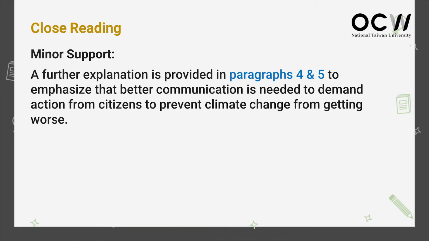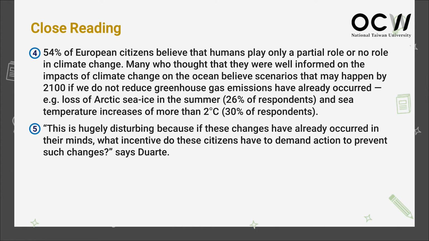Furthermore, in paragraphs 4 and 5, it further illustrated what kind of misconceptions the public have, and how these misconceptions demonstrate the faults within their line of communication. For example, the text demonstrated studies on how some of the perceived disasters that have not happened are believed to have already happened, and how scientists believe that this type of misinformation would prompt the general public to lose that drive to take precautionary measures. And in paragraph 5, we can see that it talked about how this is hugely disturbing and what kind of incentive the citizens have to demand action to prevent these changes.